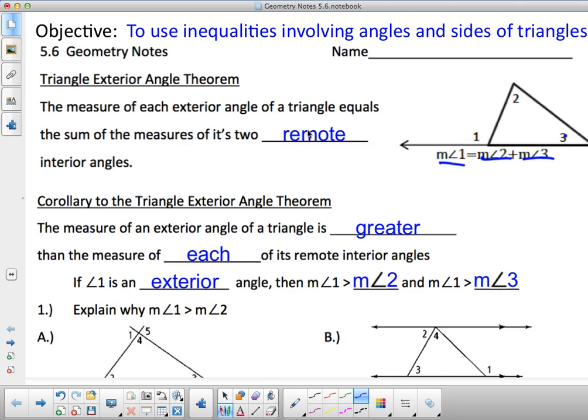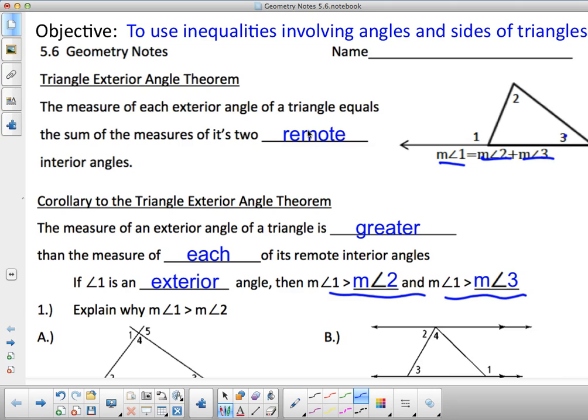Now, the corollary states that the measure of the exterior angle is greater than the measure of each of its remote interiors. Which means the measure of angle 1, the exterior angle, made by the sum of angle 2 and angle 3, is larger than just angle 2 by itself and larger than just angle 3 by itself. And that's what they're saying here and here. And some of it's like, well, yeah, that makes sense as we go through.